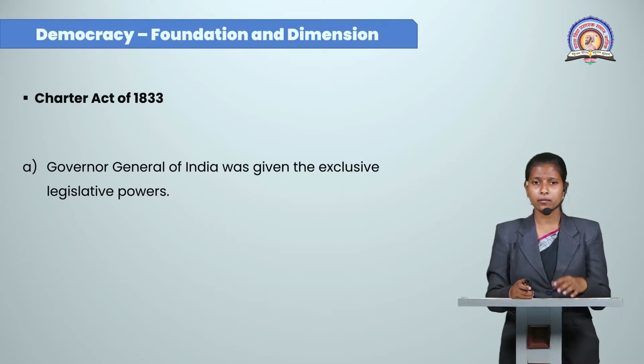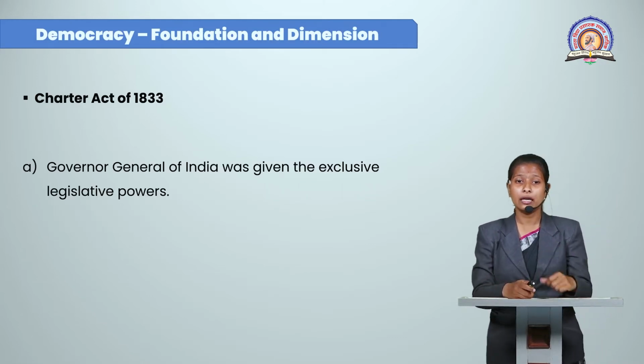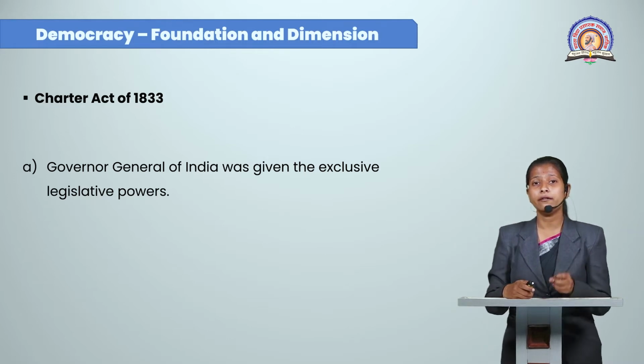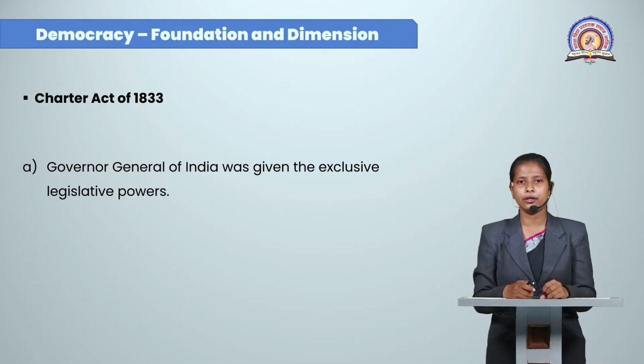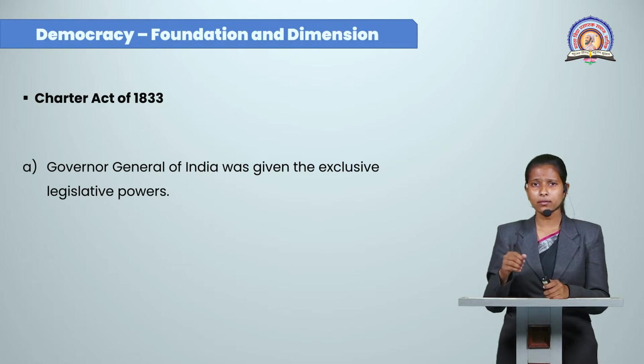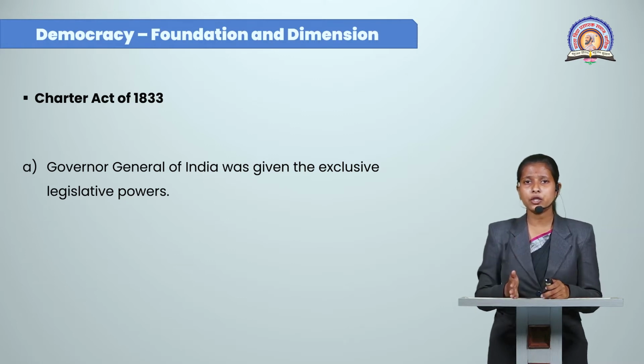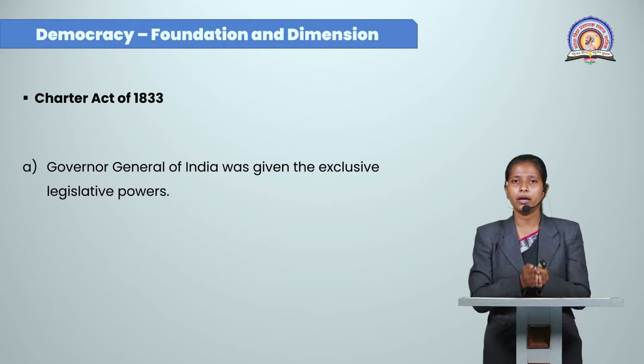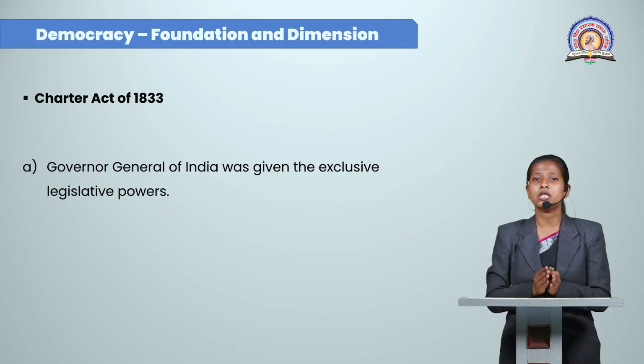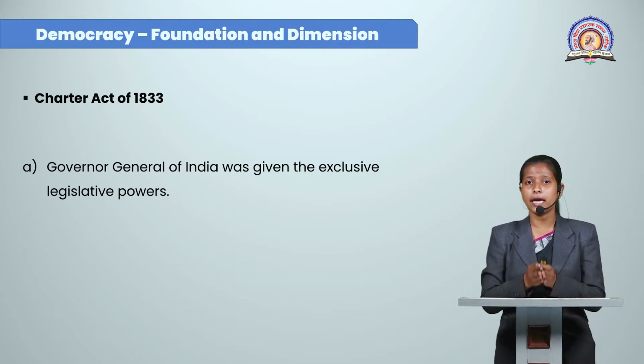After that, the next feature was that the Governor General of India was given the exclusive legislative power. Now the presidencies of Madras and Bombay were deprived of these powers, but only the Governor General of India was given the exclusive legislative powers.